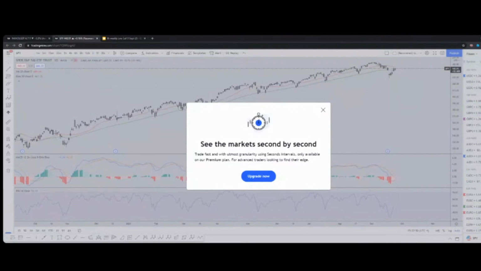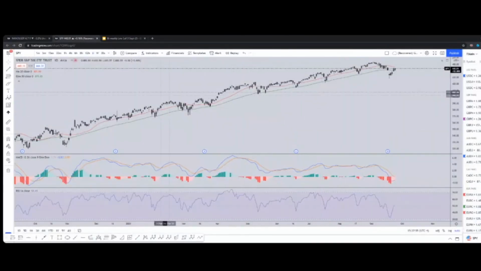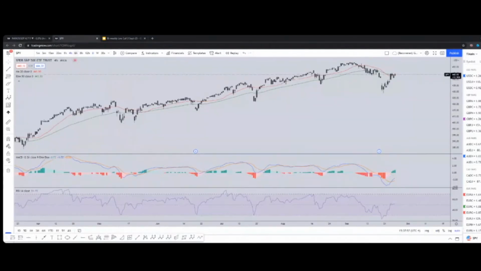I didn't upgrade, but if you wanted to, you could get a 30-second chart. Yeah, so if you want seconds charts, you have to upgrade to their Pro Plus. But that's obviously only if you need seconds charts. Personally, I don't trade off the seconds charts.